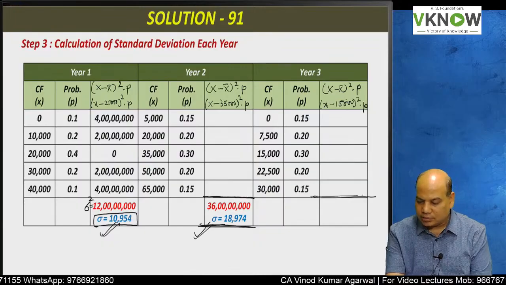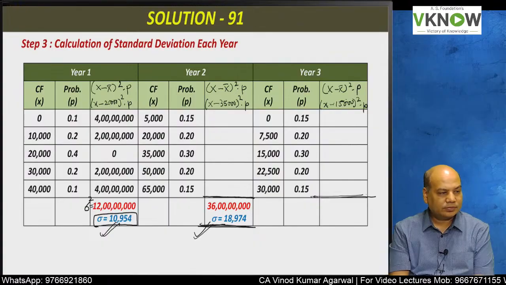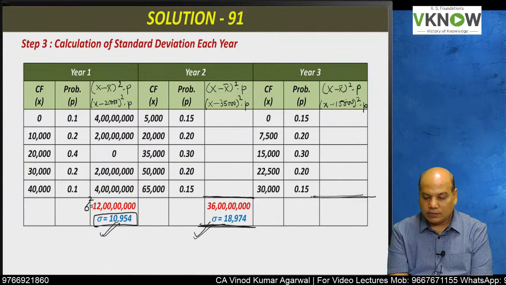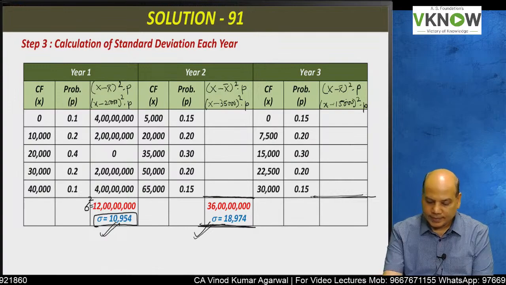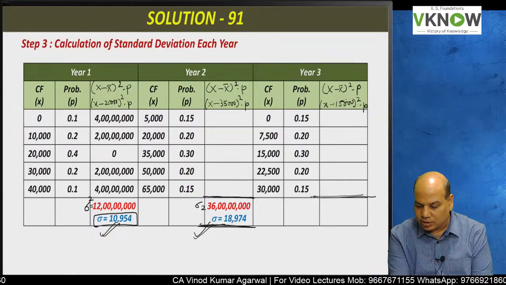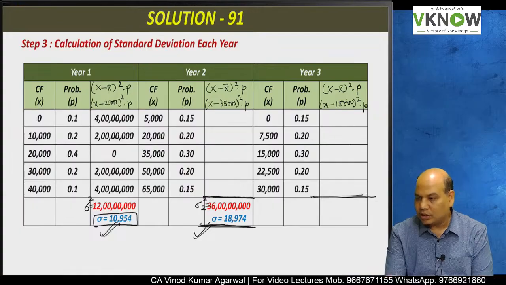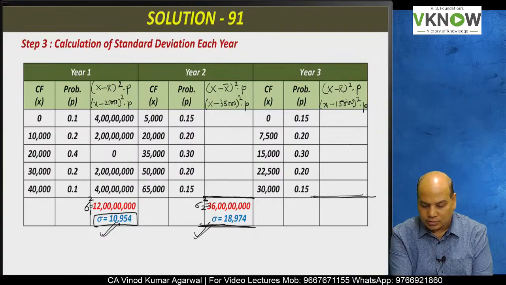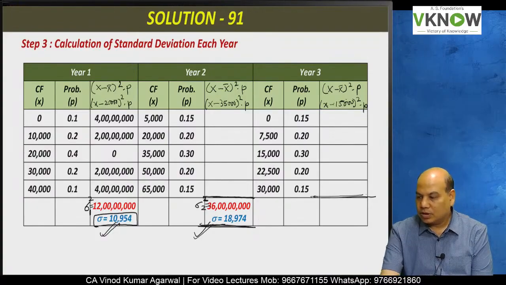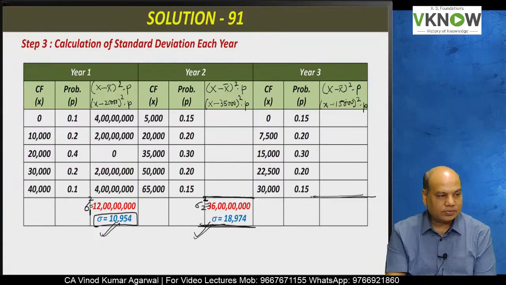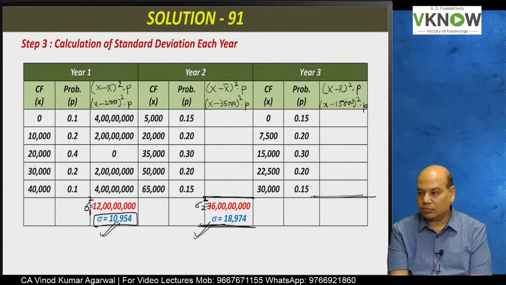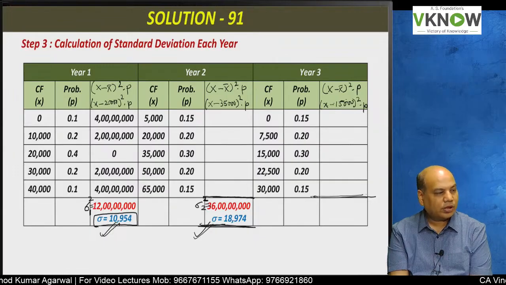Now try the third year. Third year final total, tell me. 36 crore is sigma square of the second year. Sigma 2 square means second year variance. Now please try the third year and give me the total.